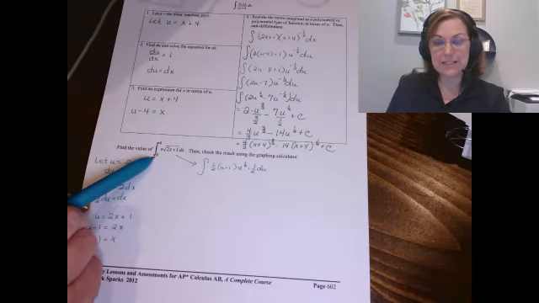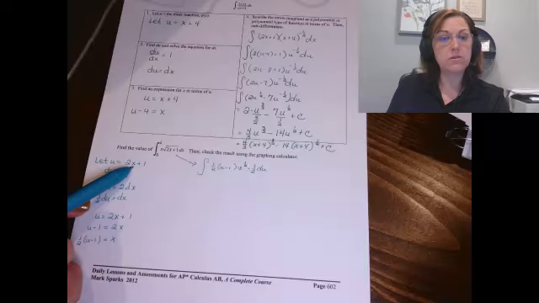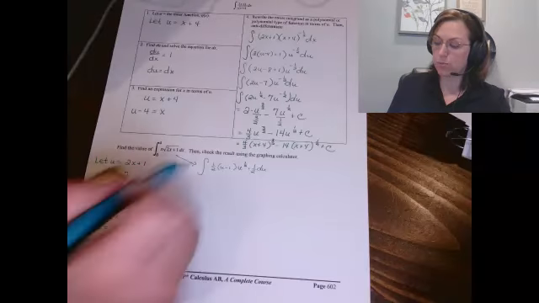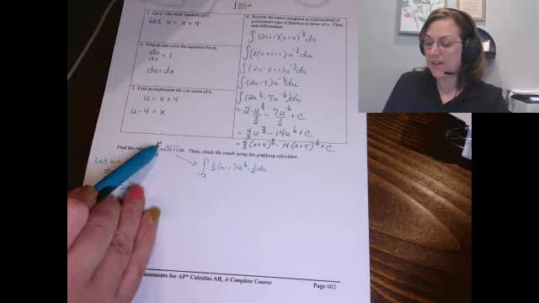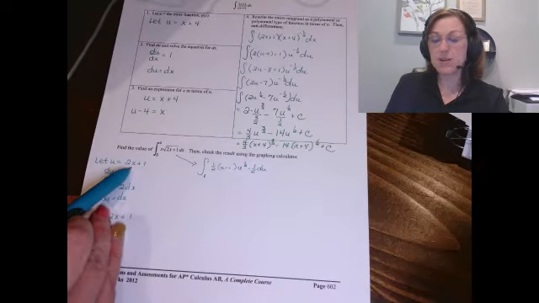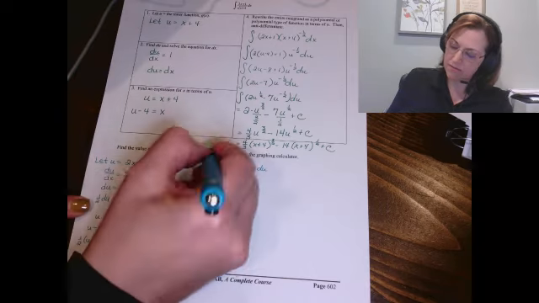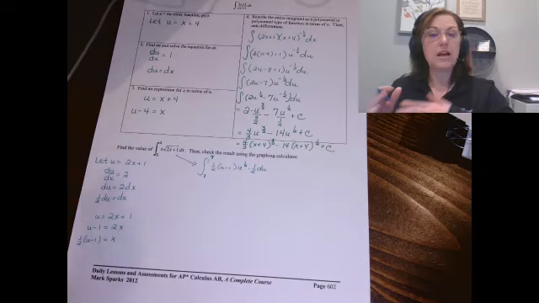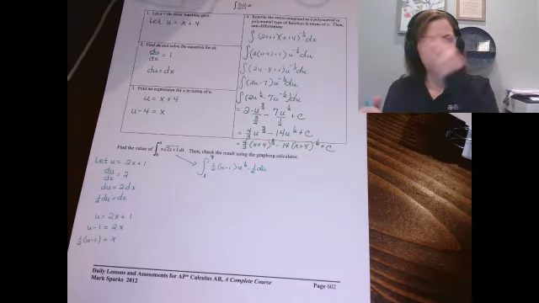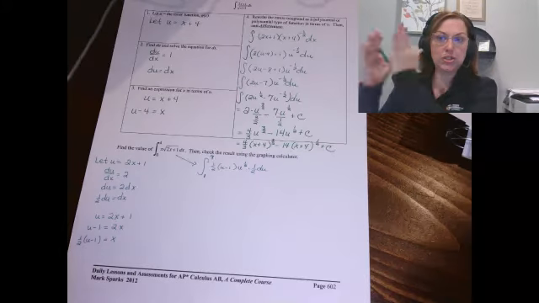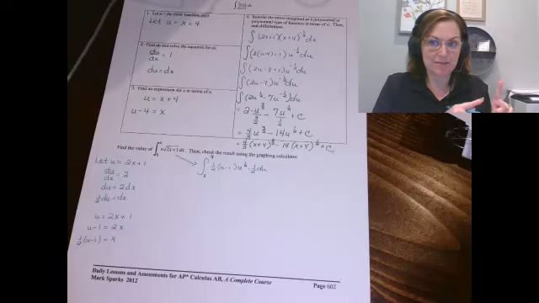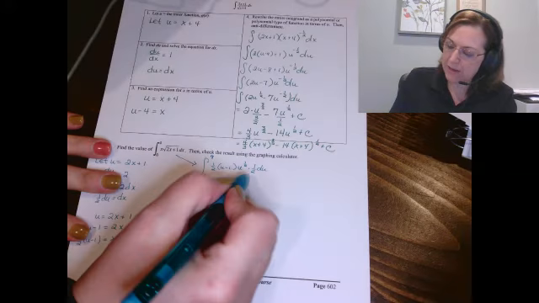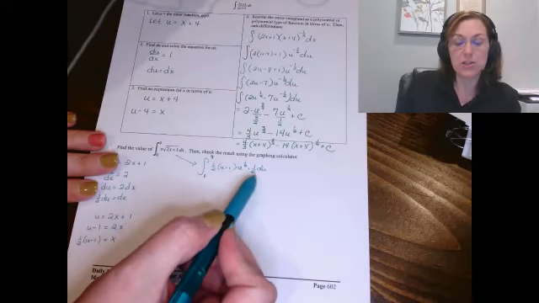If x is 0, 2 times 0 is 0, plus 1, u is 1. If x is 4, 2 times 4 is 8, plus 1 is 9. Now you have u's bounds. So here's the deal. By changing the bounds to u's bounds, I do not have to go back to x. Okay? Very important. Let's clean it up and take the integral then.